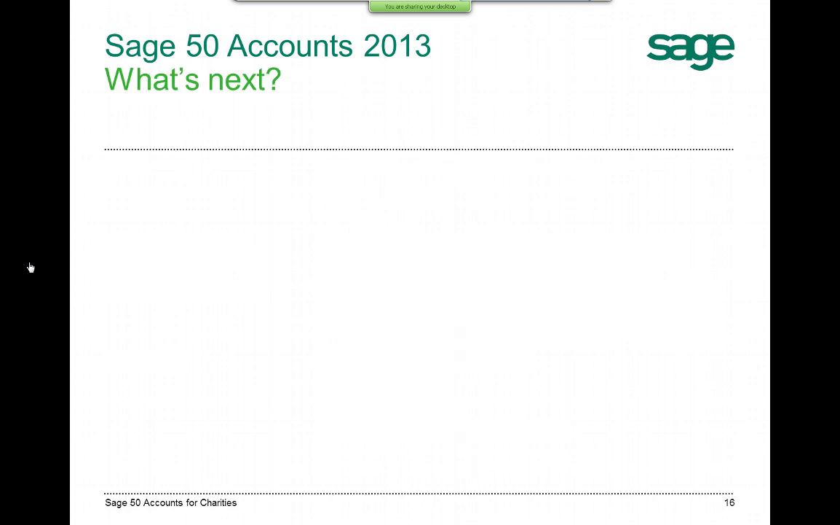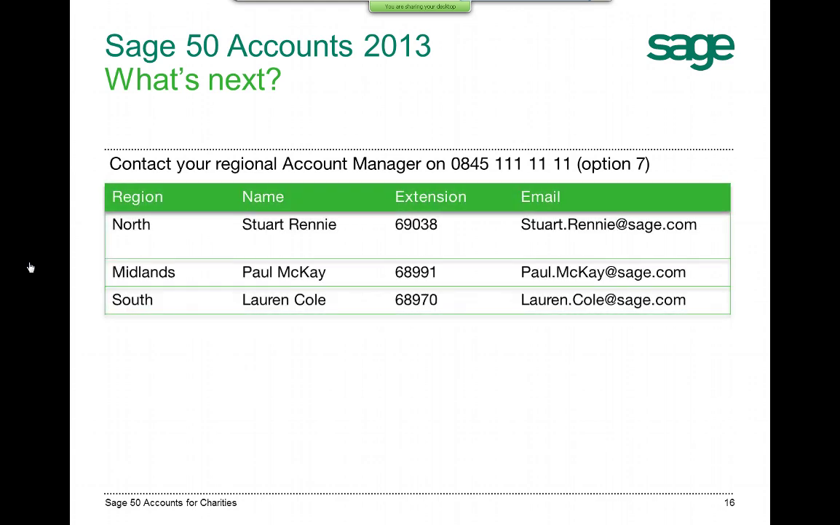So, as we come to the end of today's presentation, what's next? Your regional account manager can be contacted on 0845 111 1111. So they are available. There's a kind of hidden option: if you press number 7, you will be able to get through and input their extension number. So I've just provided you with their extension numbers there if you want to write them down.